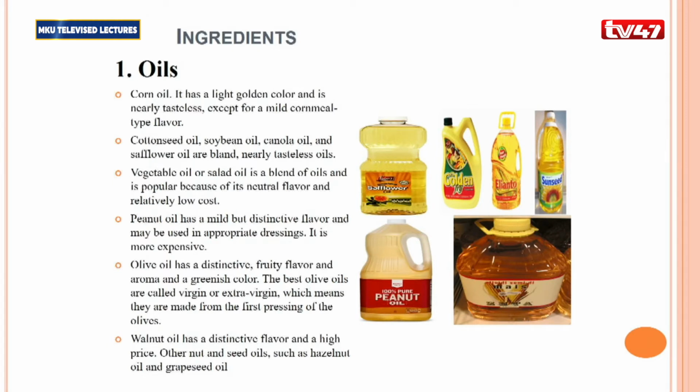Then we have the olive oil. Olive oil is very important in making salads, but it is very expensive. We have two types of olive oil: the extra virgin oil and the virgin oil. These mean that they come from the first pressings of the olives. They are actually the first harvest, and they have a very distinctive flavor. It is usually greenish in color.